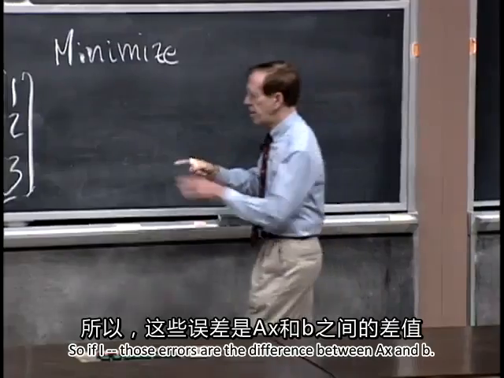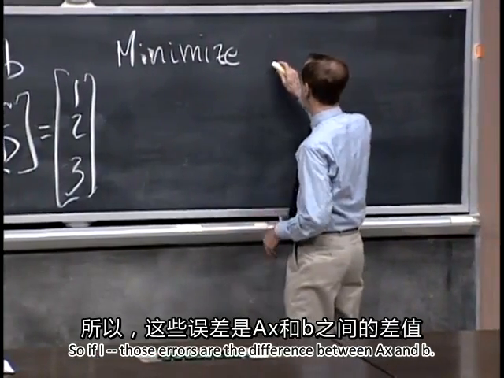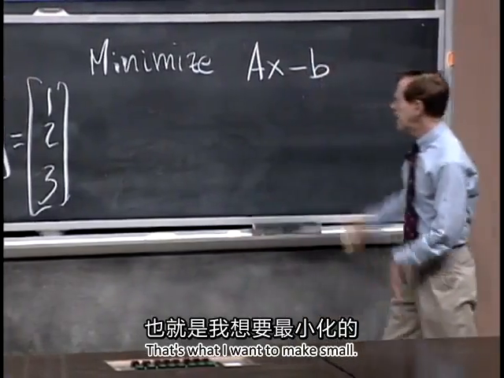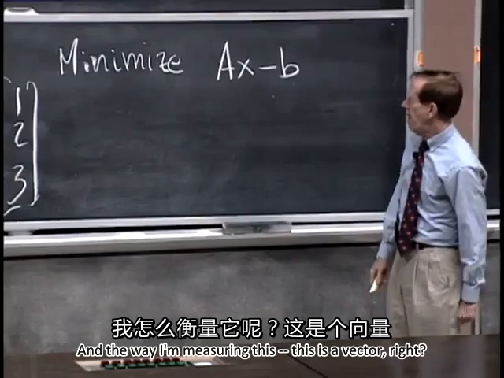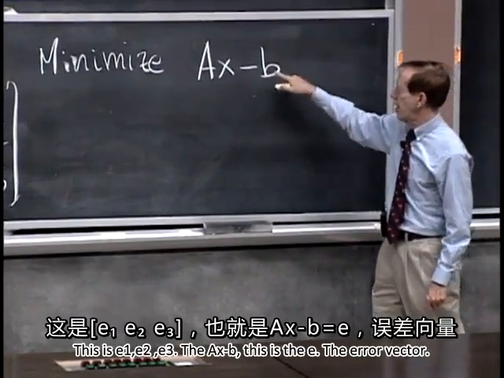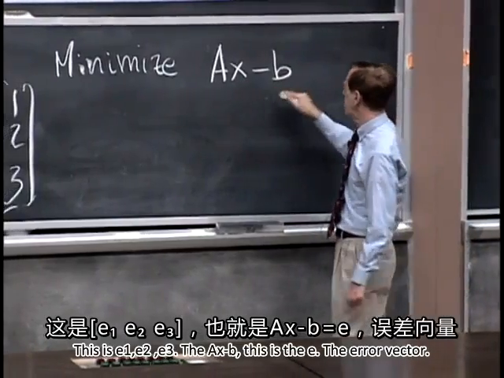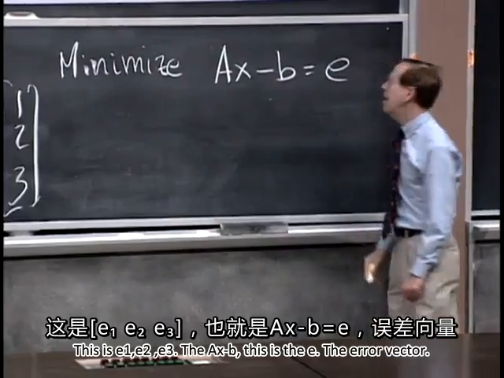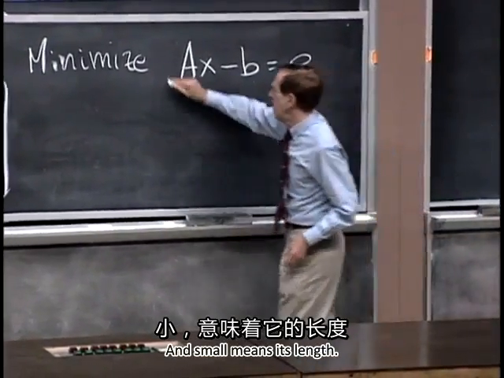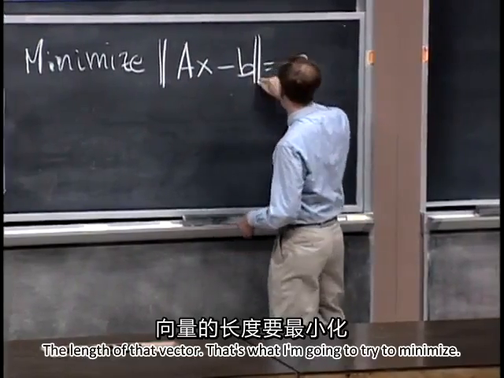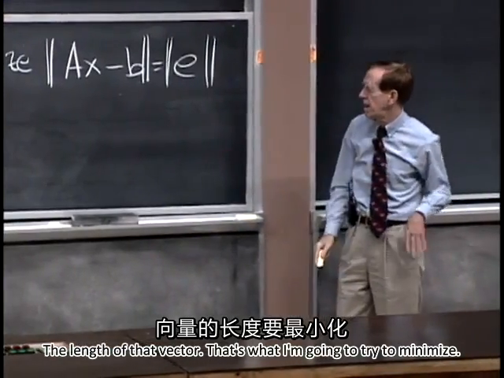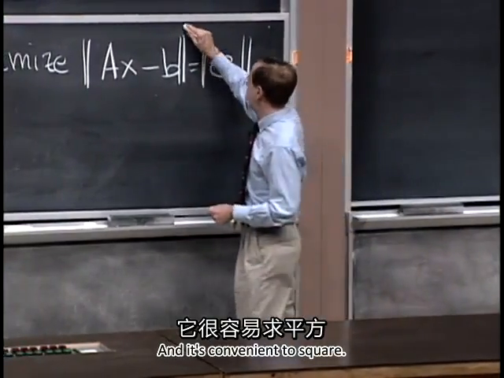So those errors are the difference between AX and B. That's what I want to make small. And the way I'm measuring this is a vector, right? This is E1, E2, E3. The AX minus B, this is the E, the error vector. And small means its length, the length of that vector. That's what I'm going to try to minimize. And it's convenient to square.